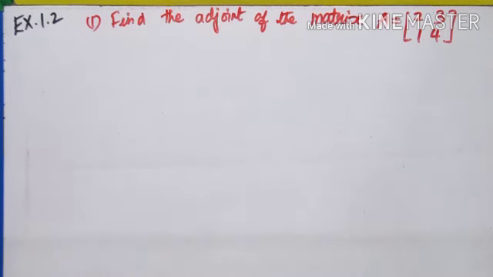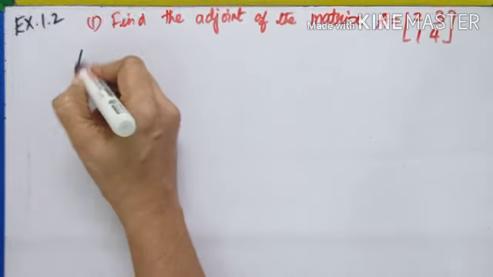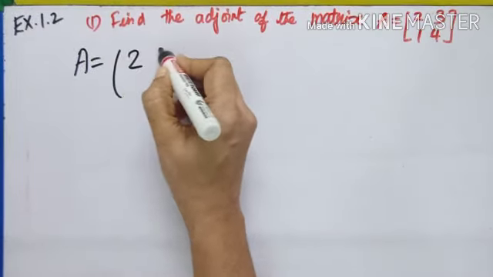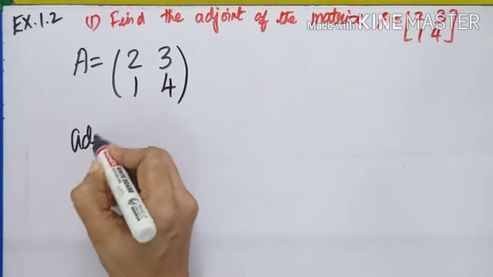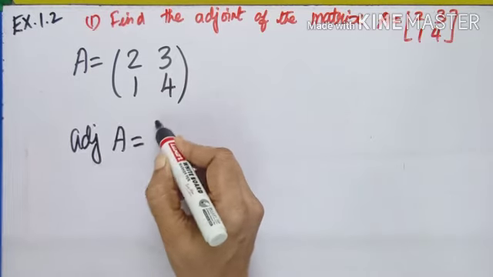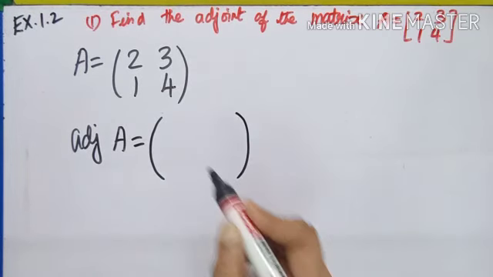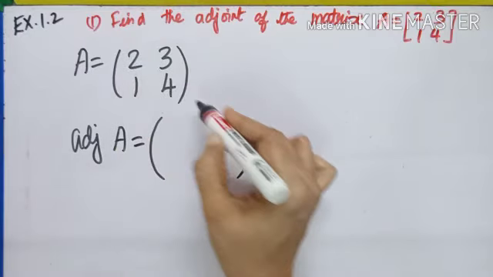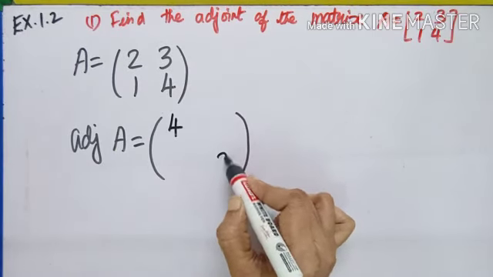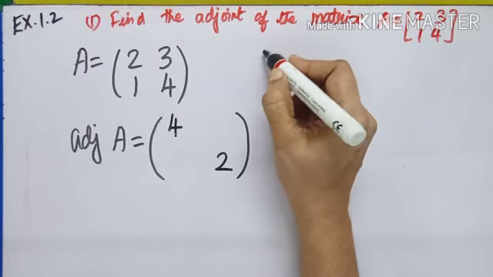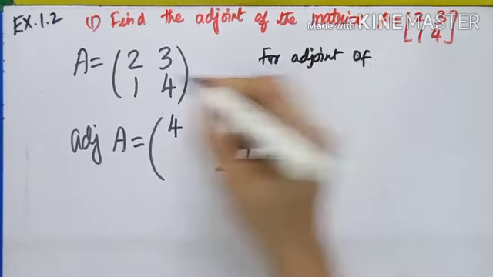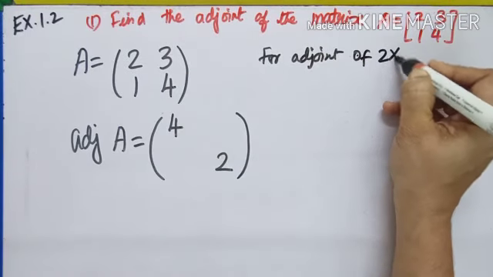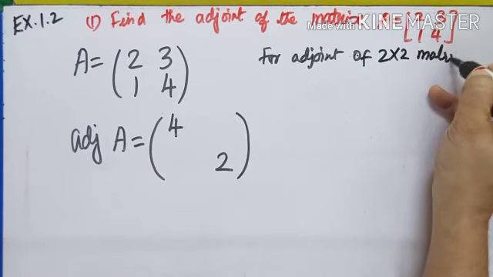Exercise 1.2, question number 1. Find the adjoint of the matrix A equals 2, 3, 1, 4. Writing adjoint of a 2 by 2 matrix is a very simple procedure. Interchange the main diagonal. So I write 4, 2. What do we do for adjoint of 2 rows and 2 columns? So I write a 2 by 2 matrix.